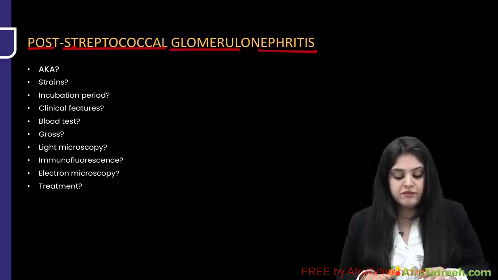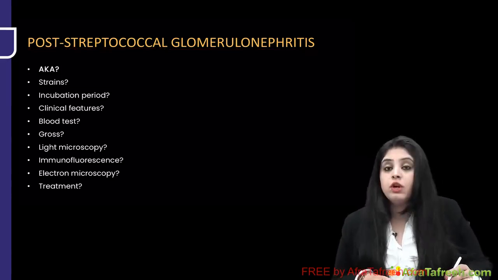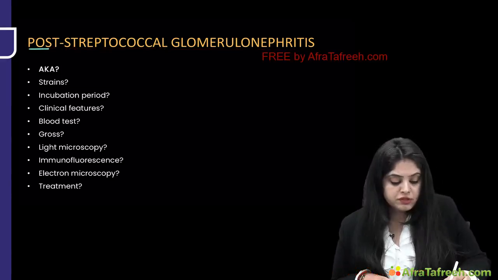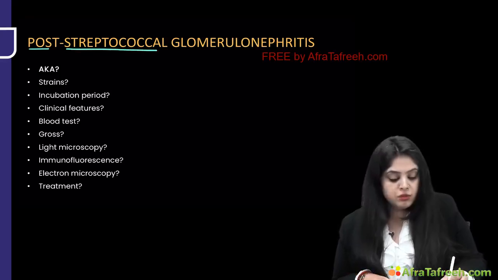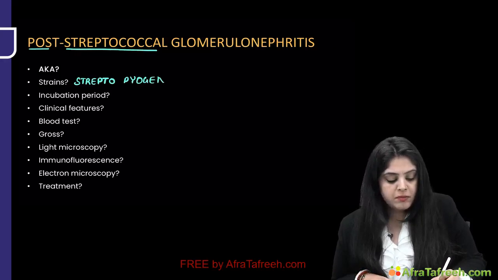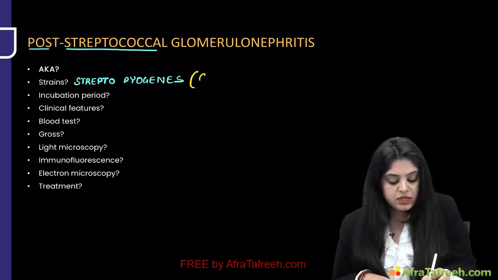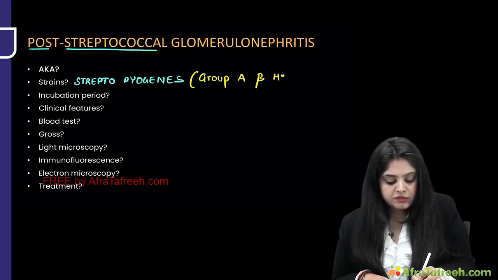Post-streptococcal glomerulonephritis. So obviously, the first question coming to your mind is, what causes it? Streptococcus causes it. So which streptococcus am I talking about? It is streptococcal pyogenes. And streptococcal pyogenes belongs to which particular family? Asking you microbiology. It is group A, beta hemolytic streptococcus variety.